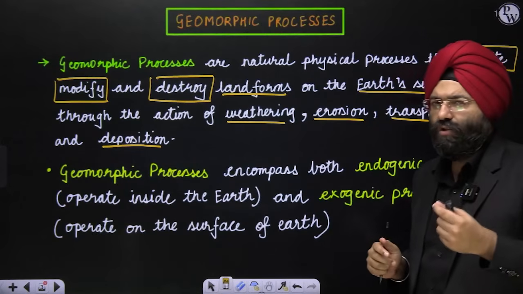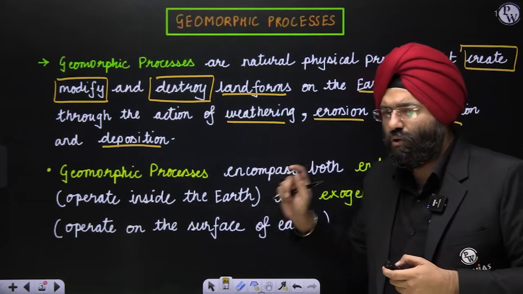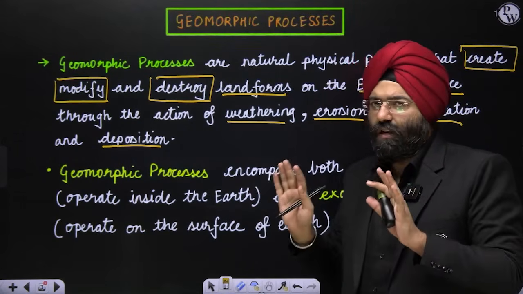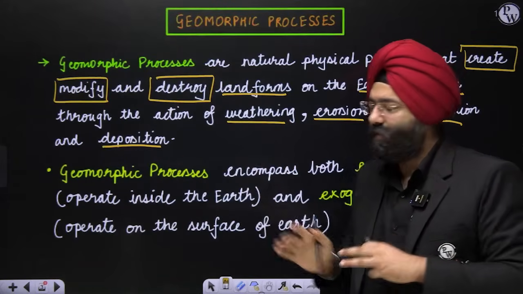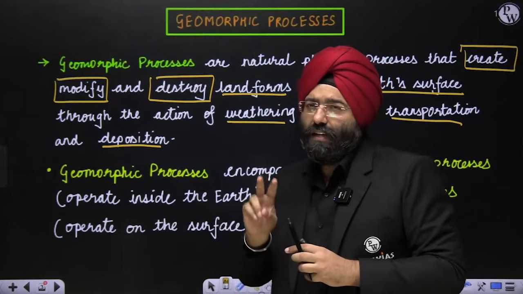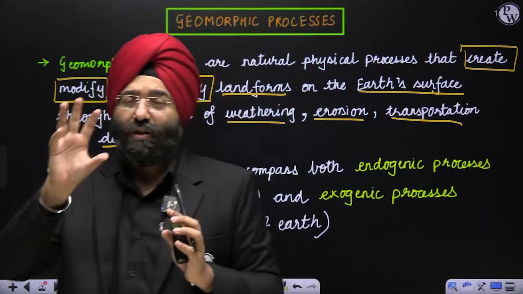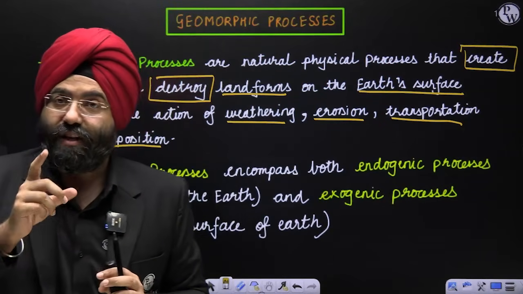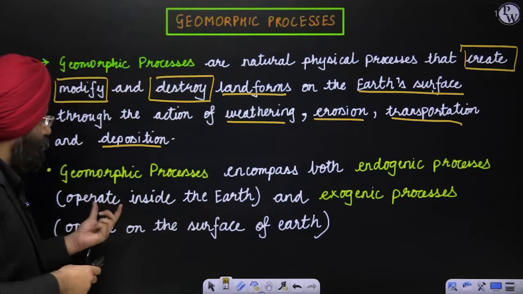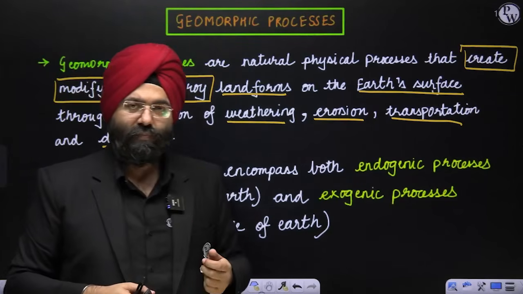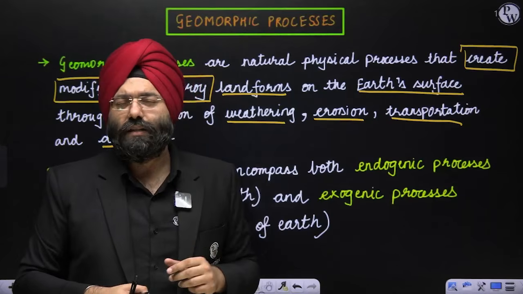What do you mean by endogenic? We'll be doing everything. Don't need to worry about that. Right now, just understand, I have all the charts in front of me. We'll be understanding all of these. Geomorphic process basically includes two broad processes. First, the endogenic. What do you mean by endo? That is inside. So what does it mean? Operate inside the earth.